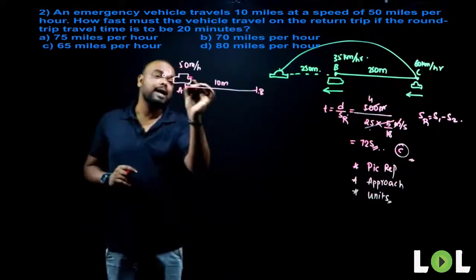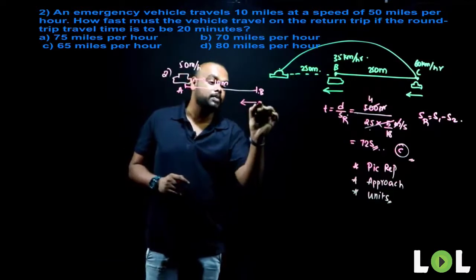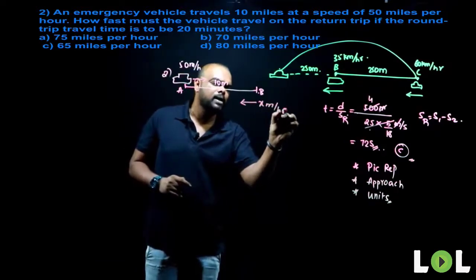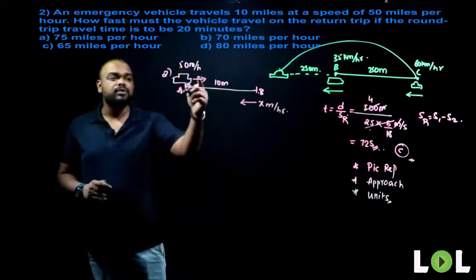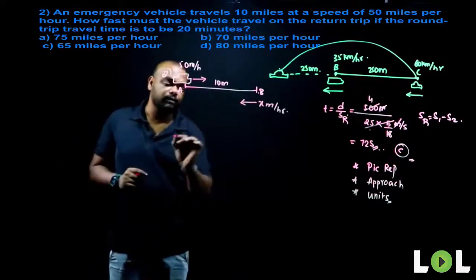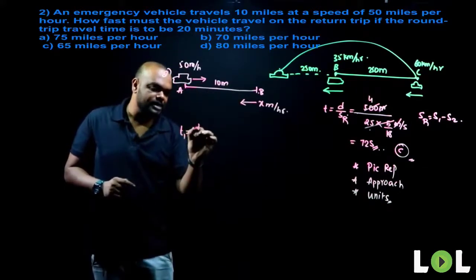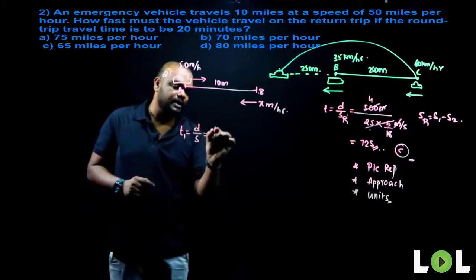While it is going in this direction, it is 50 miles per hour. But while coming back, it must be how many miles per hour? That is the question. Very simple. Look, 50 miles per hour, 10 miles distance. What is the time taken? We know time is distance by speed. First time, A to B: distance by speed. What is the distance? 10 miles.